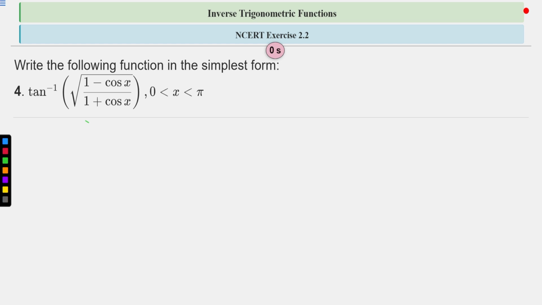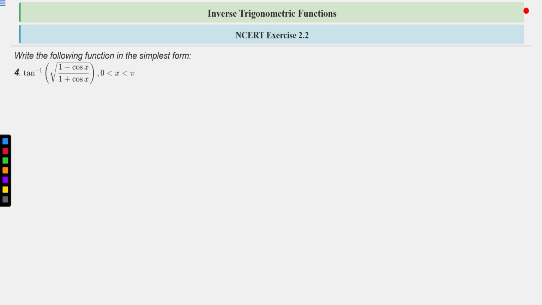Okay, let's move to the solution part. We have to write the following function, which is tan inverse root over 1 minus cos x upon 1 plus cos x when x belongs to 0 to pi in the simplest form, right? So let us move to the solution part. The correct answer is x by 2, right? Correct answer is x by 2. Let us see the solution.